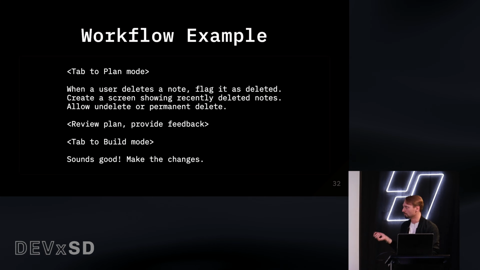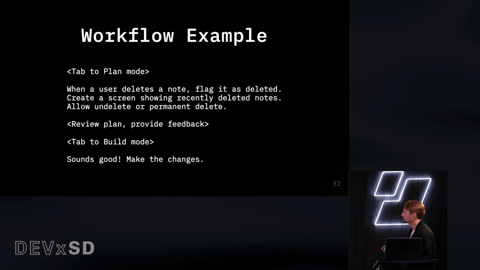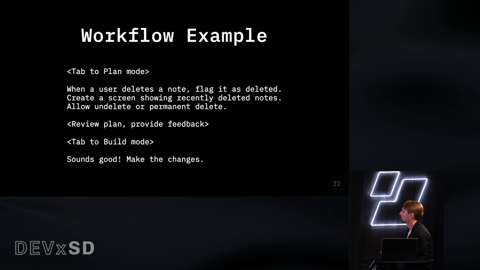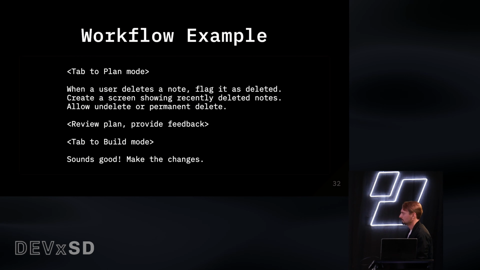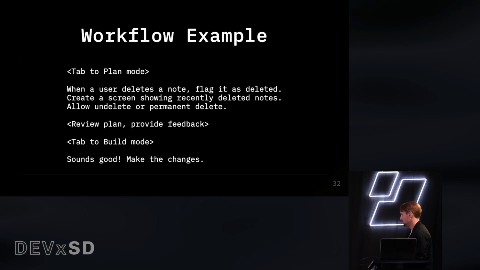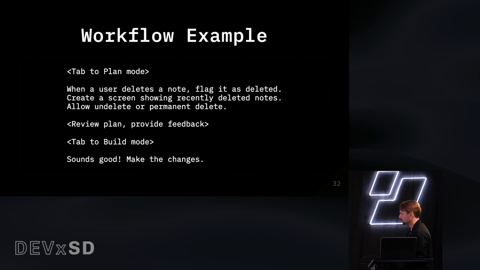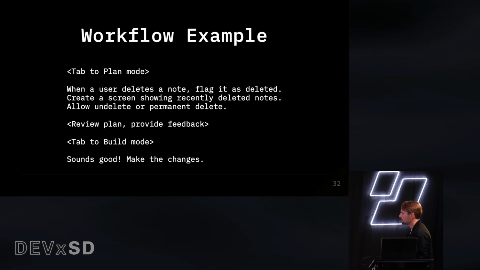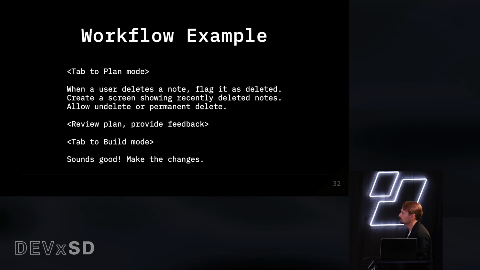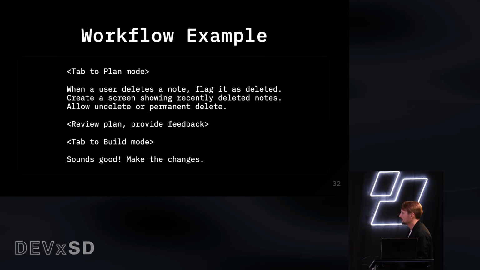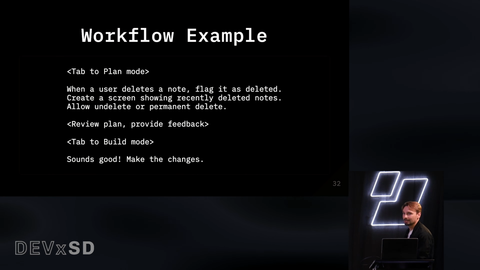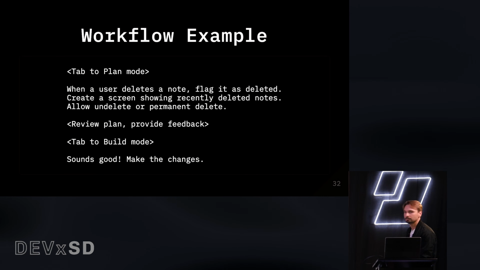So here's an example of a workflow. You might say tab to plan mode, right? You might say, when the user deletes a note, flag it as deleted, create a screen showing recently deleted notes, allow undelete or permanent deletion, right? Then you will review and provide feedback on the plan it comes up with. And then once you're satisfied with that plan, you will tab to build mode and say, sounds good, let's make these changes, and then it will go off and do the thing. Cool?